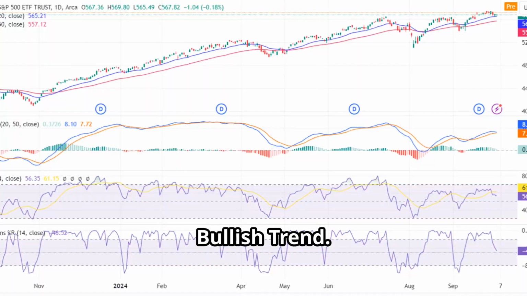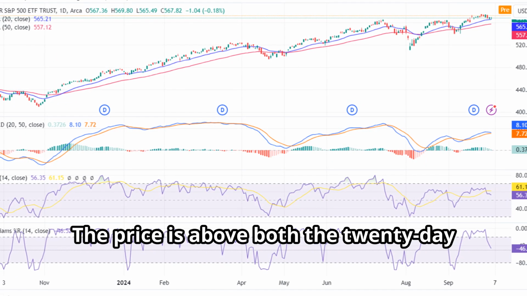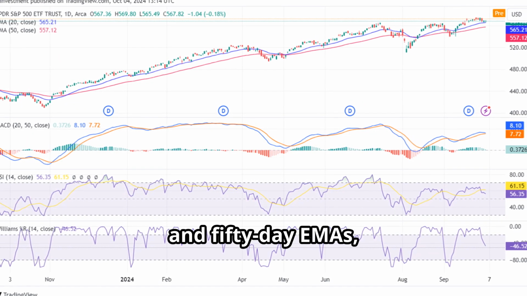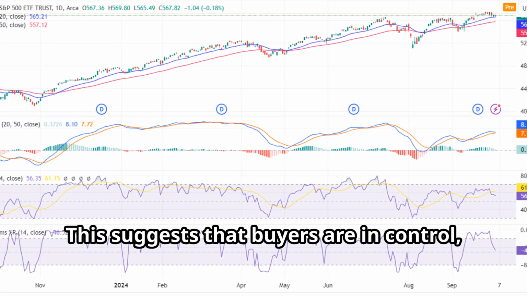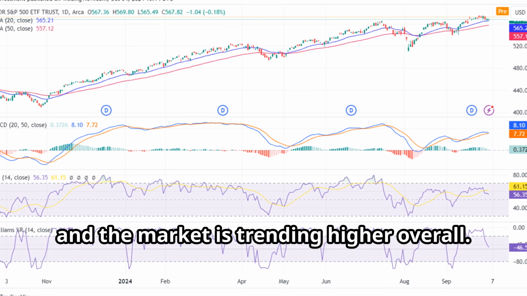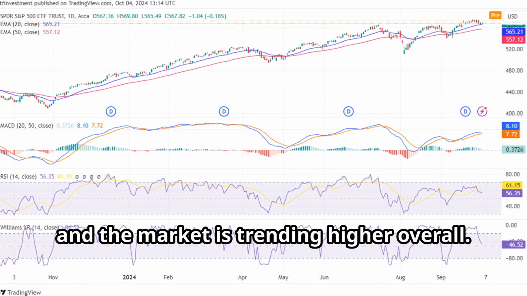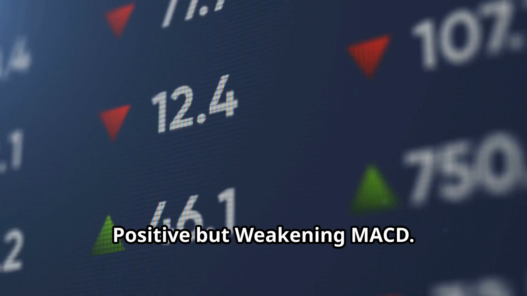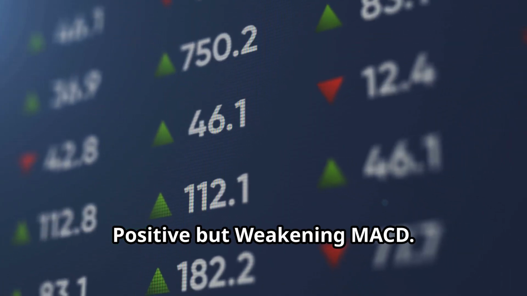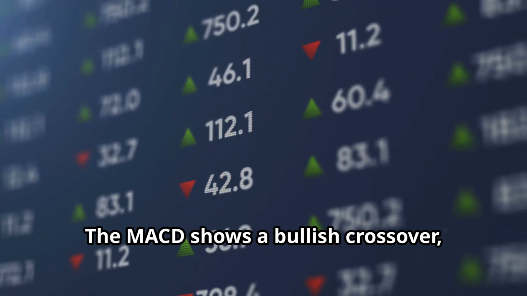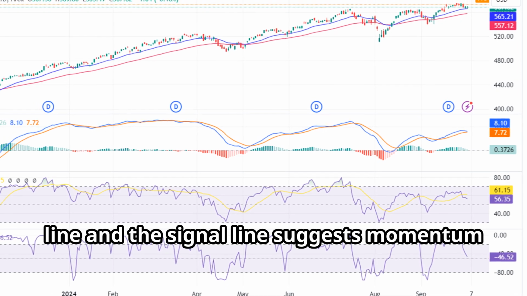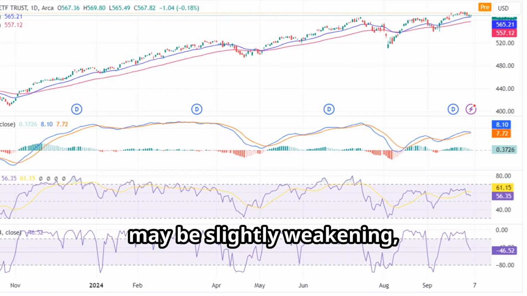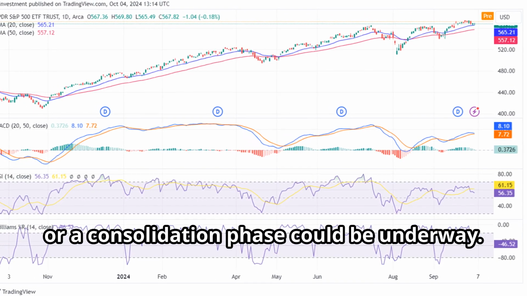Trend summary. Bullish trend. The price is above both the 20-day and 50-day EMAs, indicating a strong bullish trend in both the short and medium term. This suggests that buyers are in control, and the market is trending higher overall. Positive but weakening MACD. The MACD shows a bullish crossover, but the small difference between the MACD line and the signal line suggests momentum may be slightly weakening, or a consolidation phase could be underway.